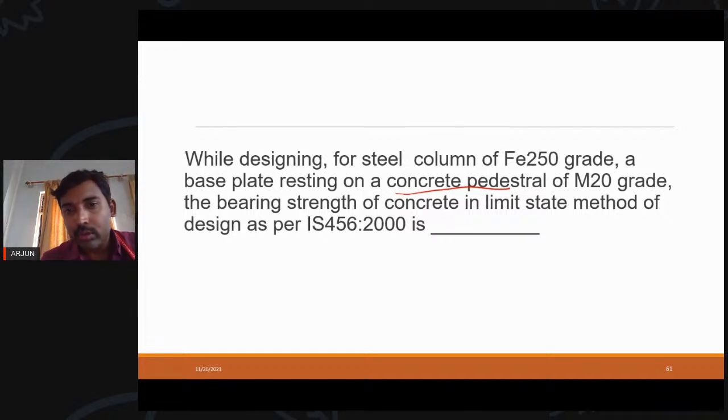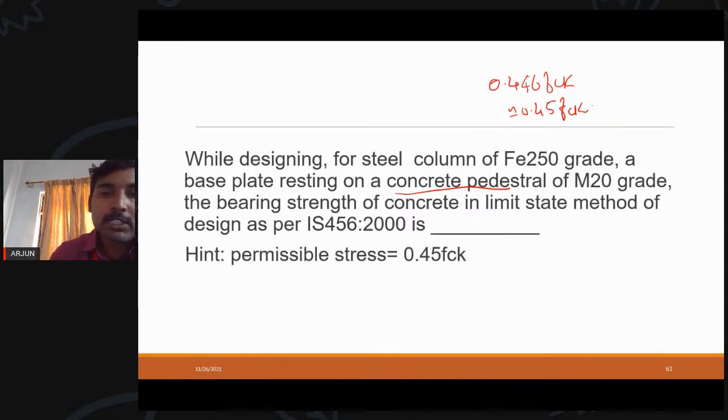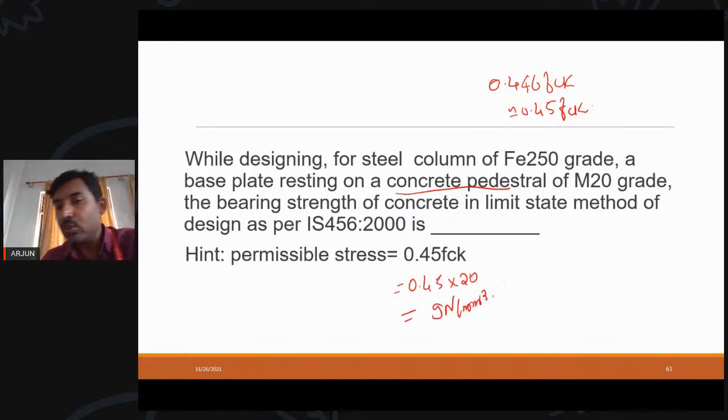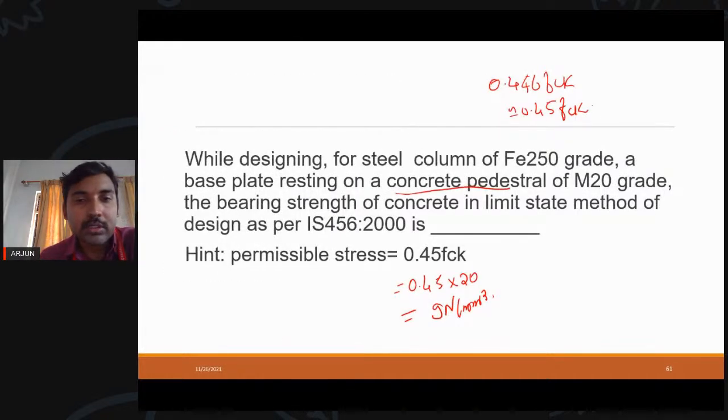So in order to find the bearing strength as per the limit state method, we know that the design strength is nothing but 0.446 fck, or if you substitute the permissible stress as 0.45 times fck, so fck is 20, so 9 Newton per mm square. 9 Newton per mm square is the permissible bearing strength of the concrete. So this is how you have to calculate the values.